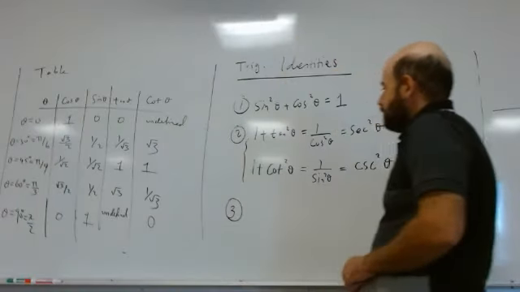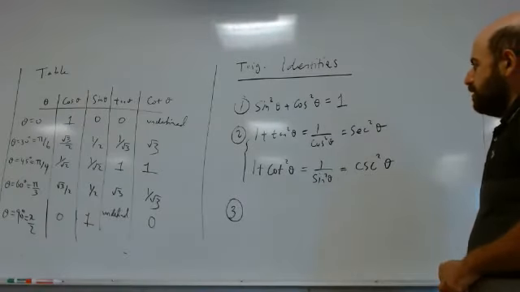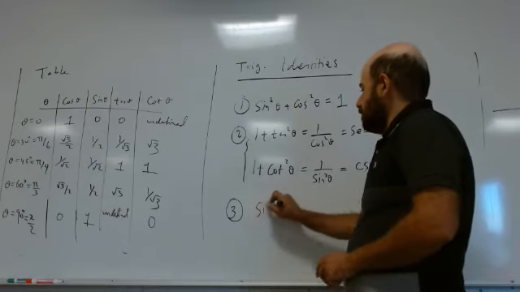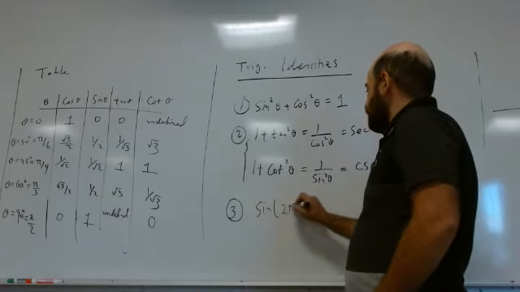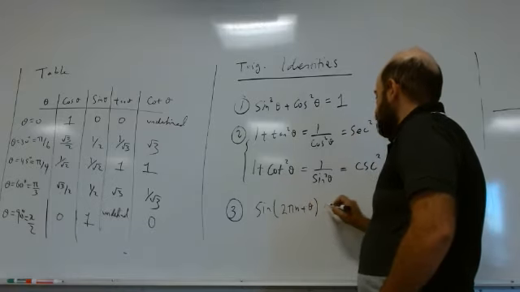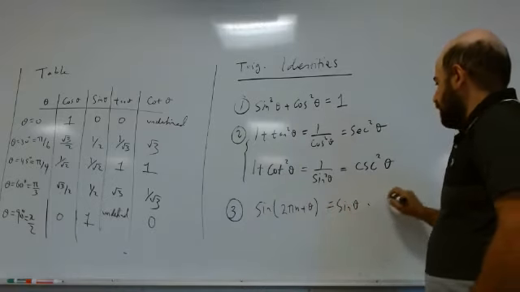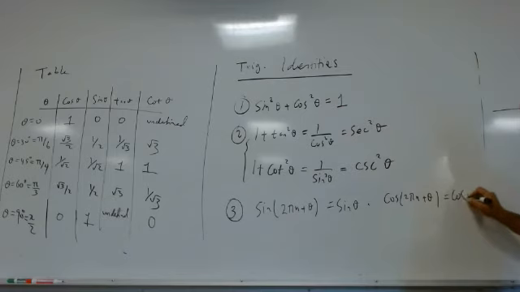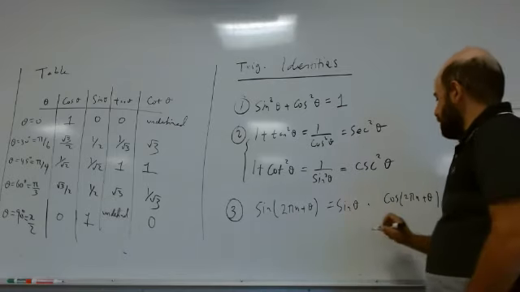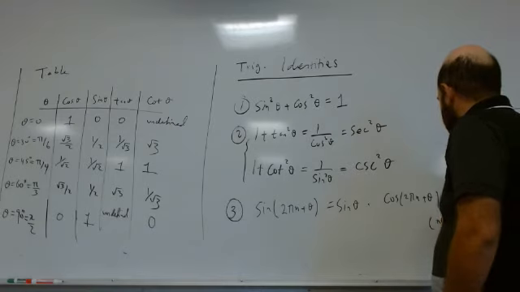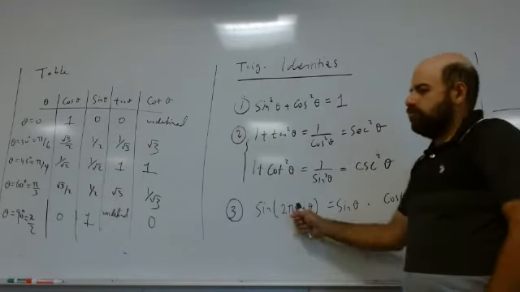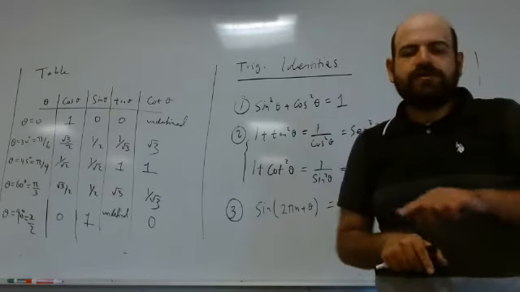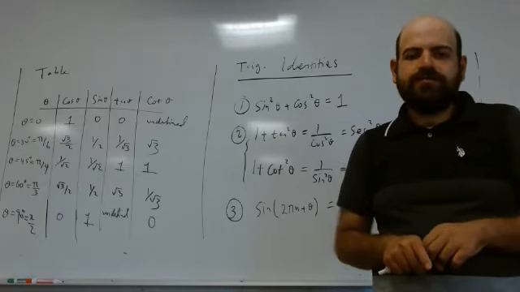And what else can we say? Let's say sine of 2 pi n plus theta is equal to sine theta, and cosine of 2 pi n plus theta is equal to cos theta. So here n is an integer. So 2 pi n plus theta. 2 pi means 360 degrees, which means rotating the full circle once.